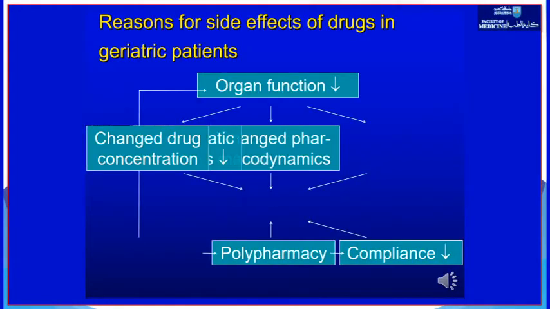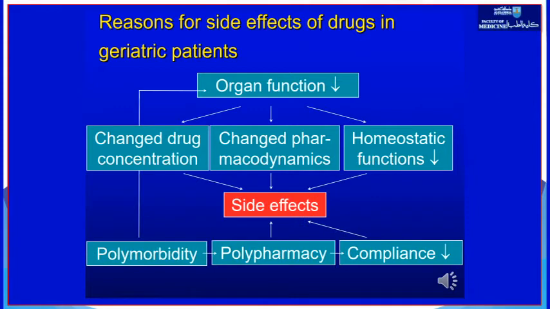So if we look at the reasons for side effects of drugs in geriatric patients, it is multifactorial, as you see. So we have decreased organ function, decreased homeostatic functions with aging, changed pharmacodynamics, and changed drug concentrations. Polymorbidity is usually present, requiring polypharmacy. And we also have the issue of decreased adherence and compliance in the elderly. And that's why we try to use the minimum of drugs in the elderly, because they usually do not tolerate them and they do not like taking too many drugs. All these will lead to side effects.